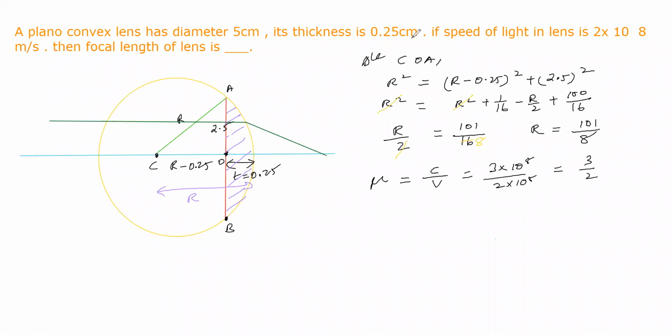Now to find the focal length of the lens, we are taking a parallel beam of rays. This one ray and this one ray, this parallel beam of rays is traveling from air medium to denser medium. This is the plane surface. In the plane surface, the angle of incidence is 0, so the angle of refraction is also 0, so this light moves without deviation.